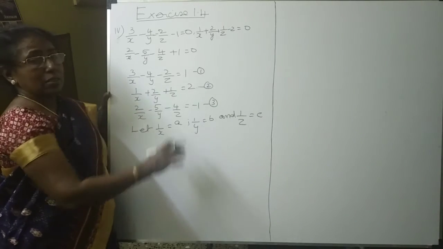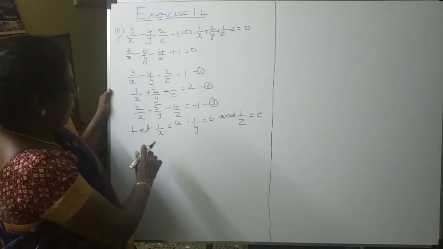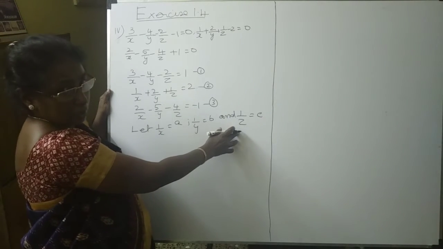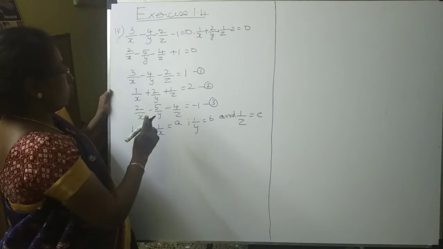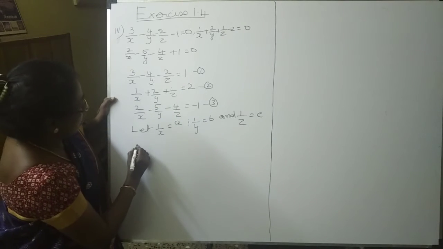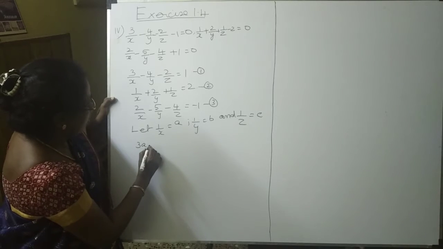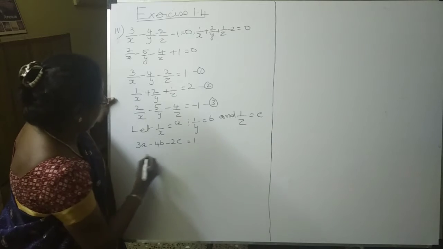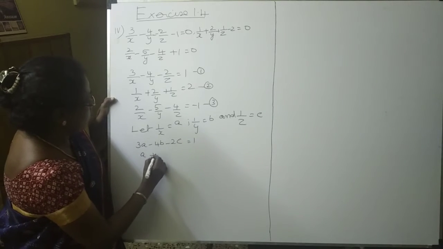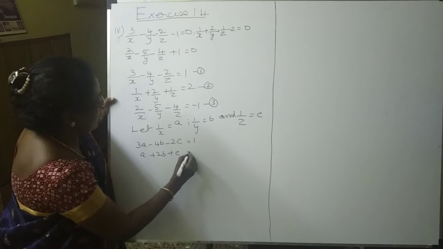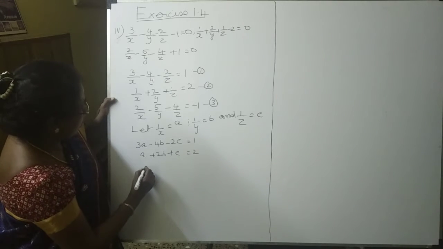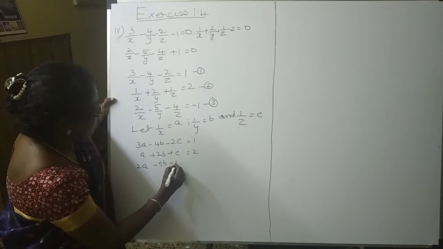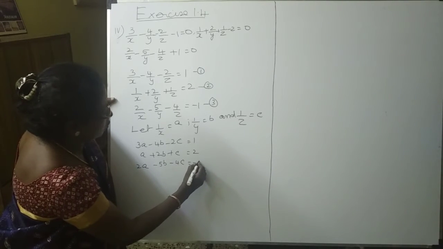As x, y, z are in the denominator, assume 1 by x is equal to a, 1 by y is equal to b, 1 by z is equal to c. Therefore, the equations reduce to 3a minus 4b minus 2c is equal to 1. a plus 2b plus c is equal to 2. And 2a minus 5b minus 4c is equal to minus 1.